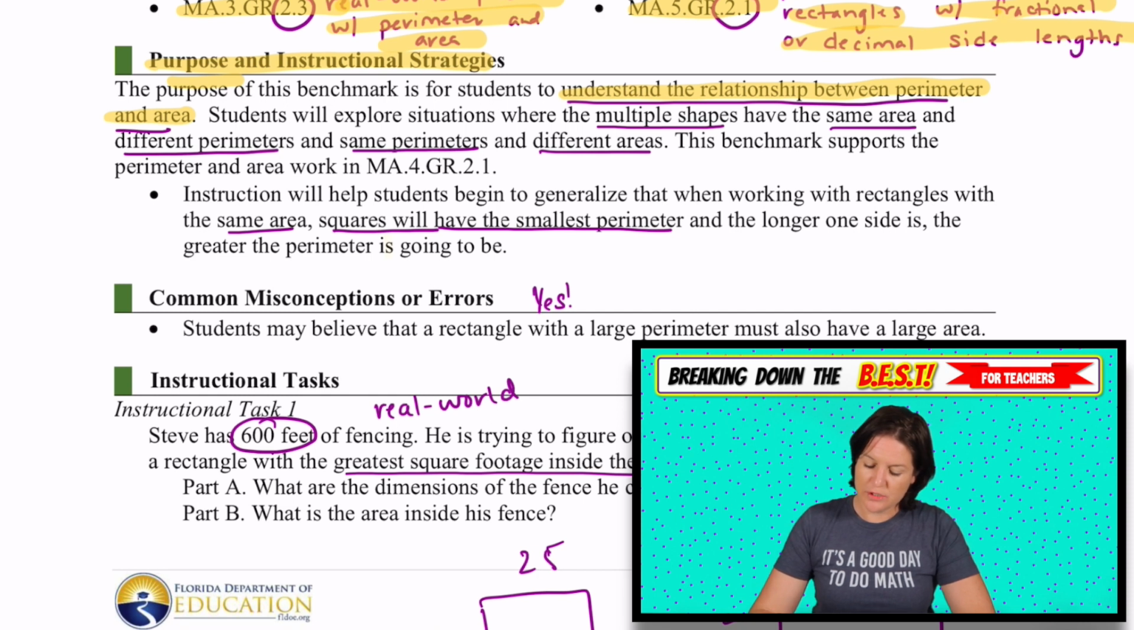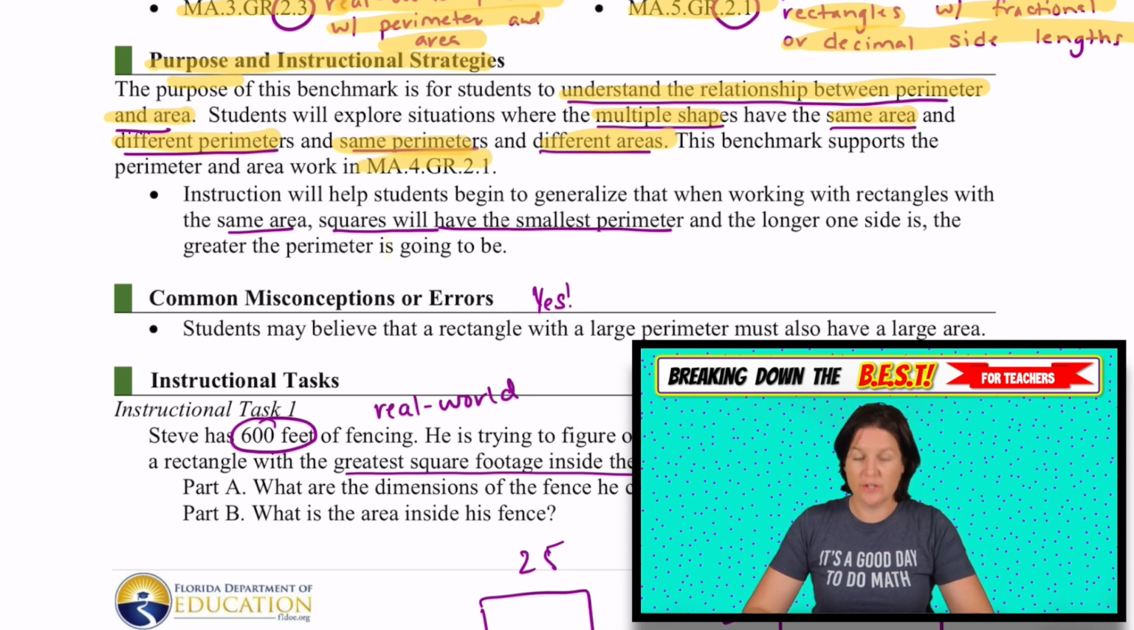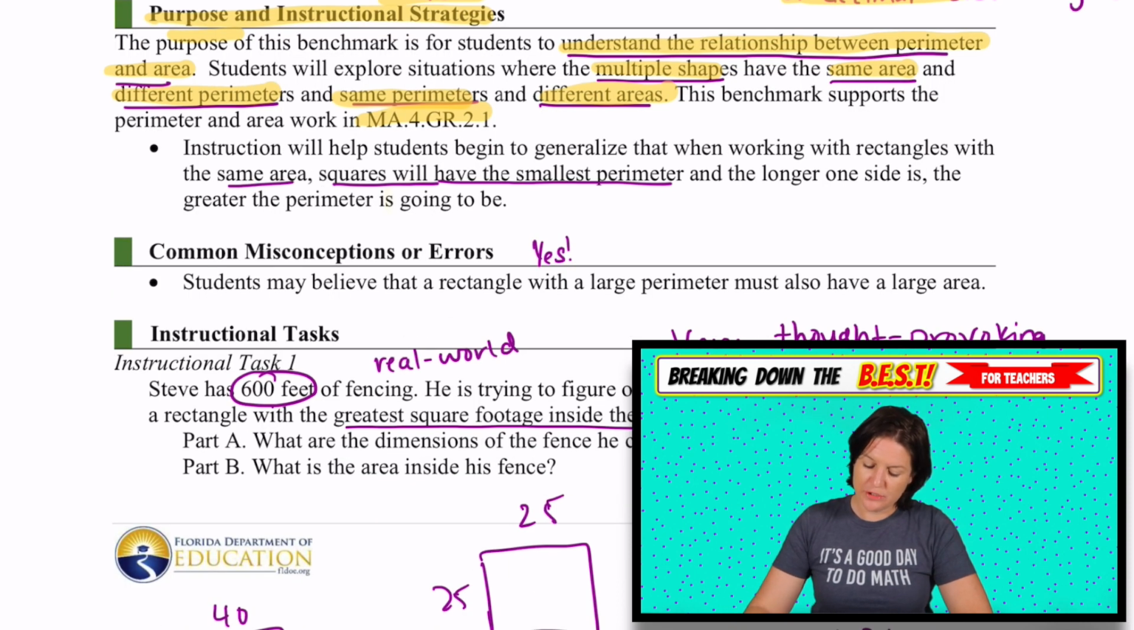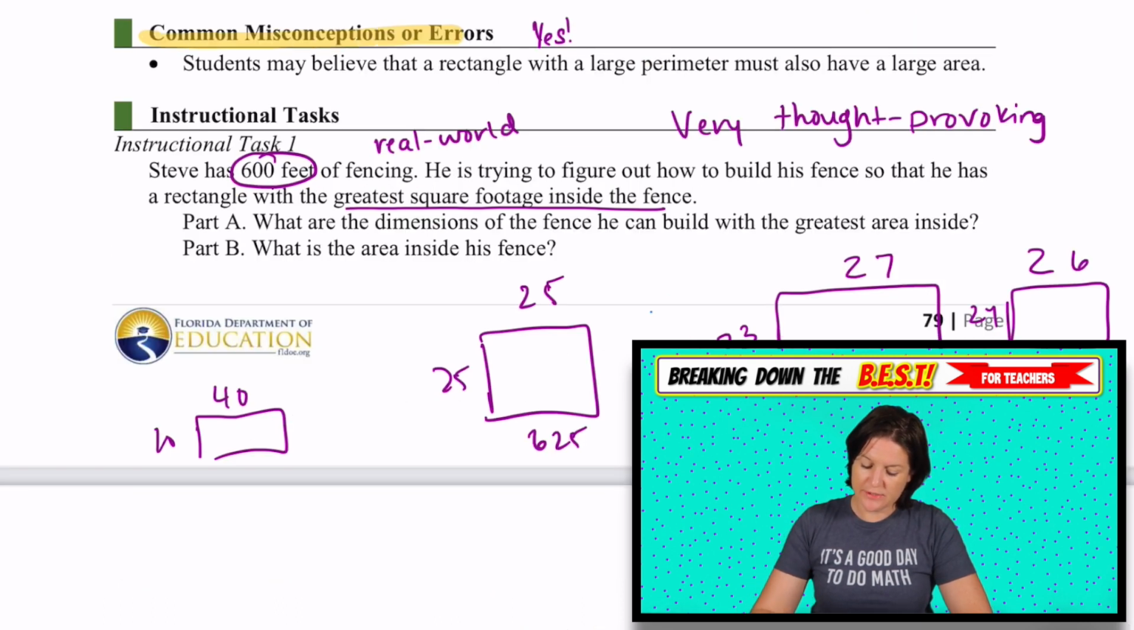Students will explore situations where multiple shapes have the same area and different perimeters, or vice versa, the same perimeters and different areas. This supports the standard right before, which we already mentioned, MA.4.GR.2.1. Instruction will help students begin to generalize that when working with rectangles with the same area, squares will have the smallest perimeter.